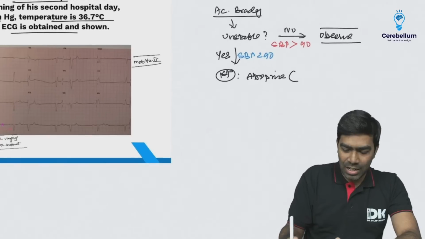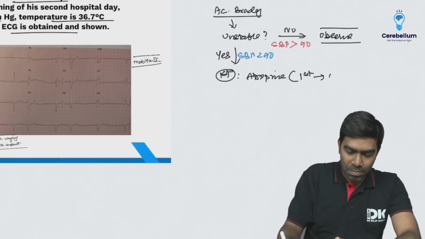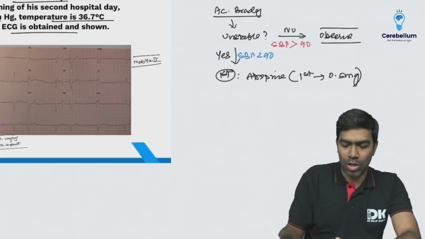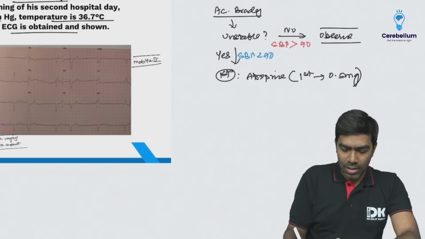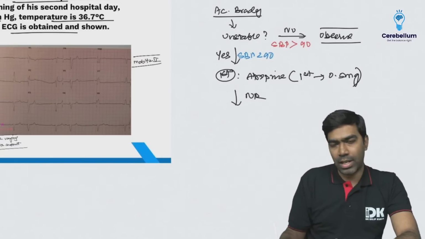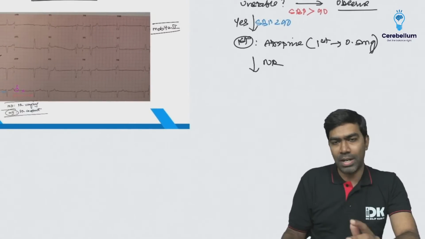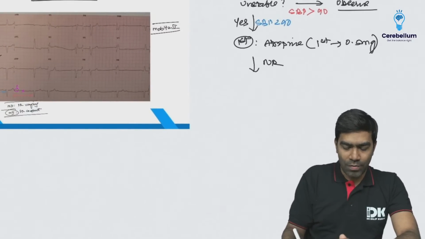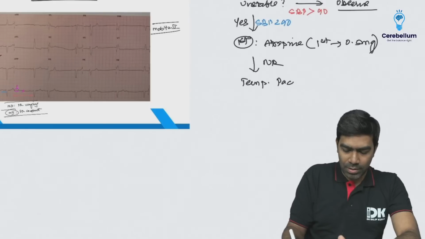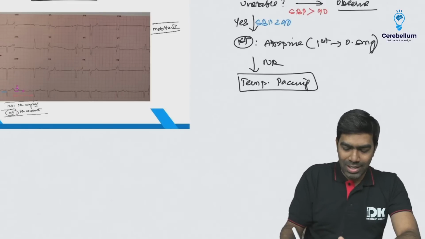The first dose of atropine will be 0.5 milligram, and you can give a total maximum dose of 3 milligram. And if the atropine is not responding, you have given up to 3 milligram but it's not working, what are you going to do next? You have to go for a temporary pacing option.